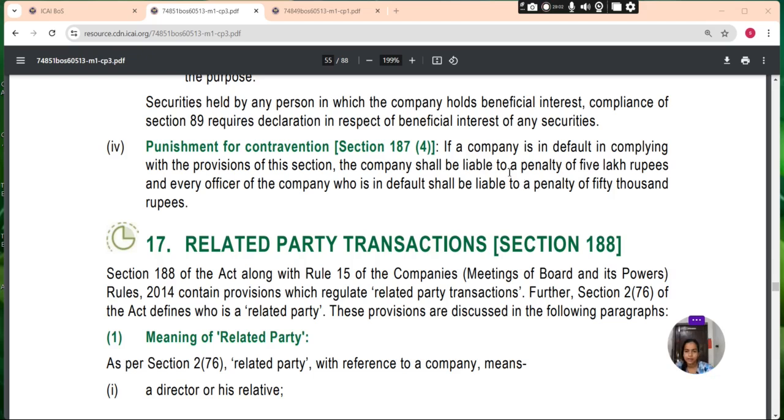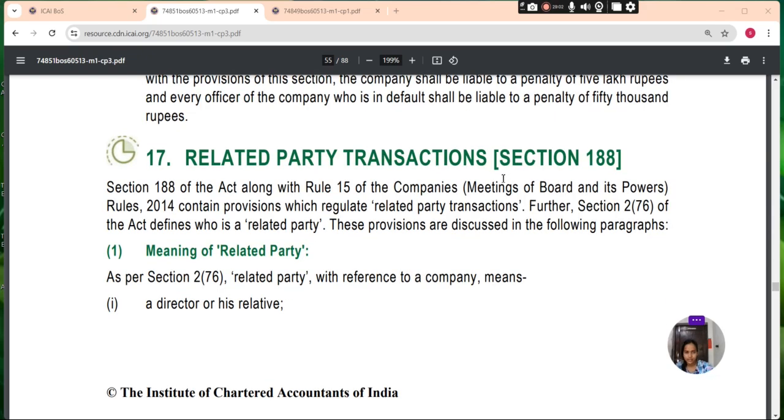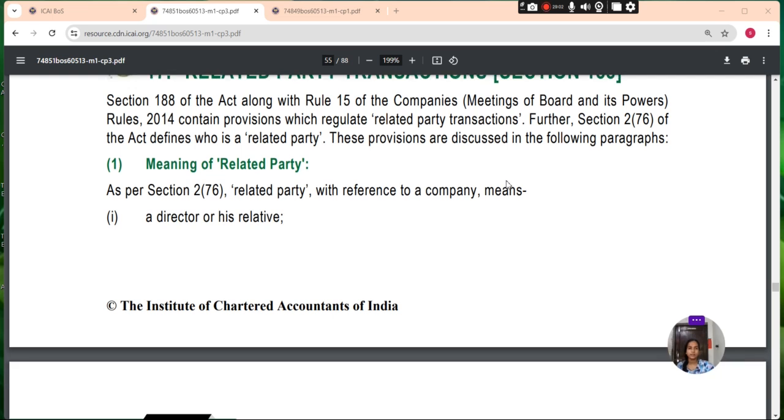Then comes our related party transaction, Section 188. Section 188 of the Act along with Rule 15 of the Companies (Meetings of Board and its Powers) Rules, 2014 contain the provisions which regulate the related party transaction. Further, Section 2 Clause 76 of the Act defines who is a related party. These provisions are discussed in the following paragraphs.